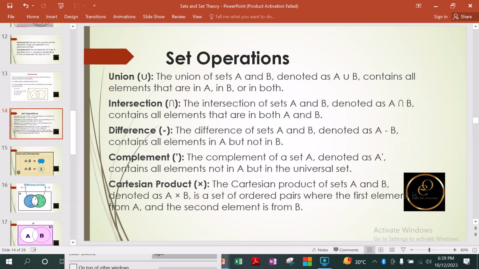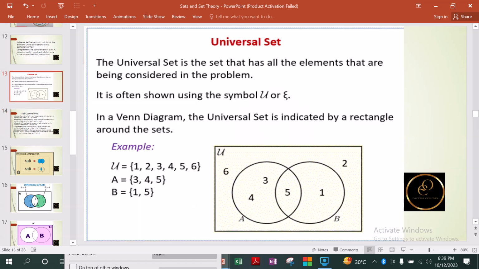So when we look at this particular example, if they say A minus B, all elements in A not in B, that will be 4 and 3. Okay, so that's how we look at it.